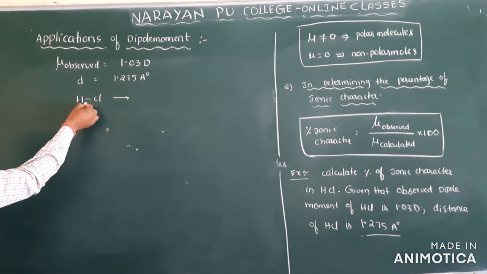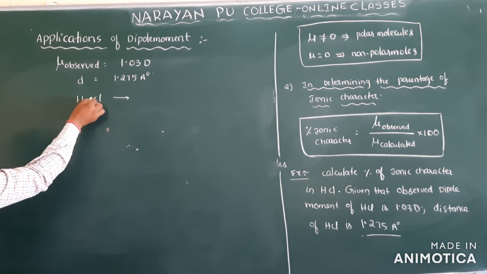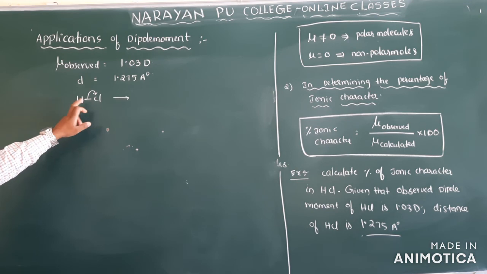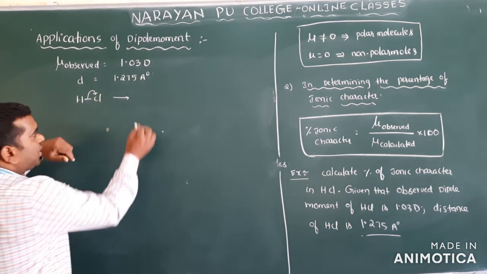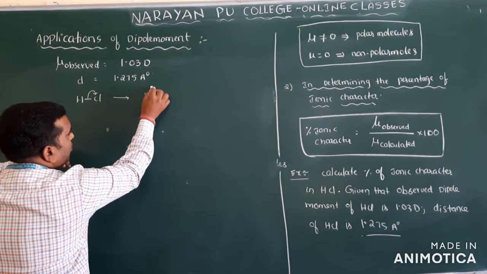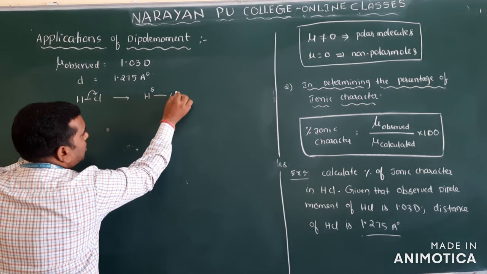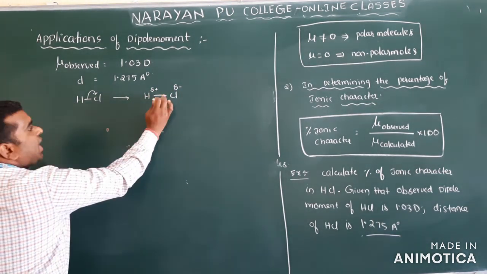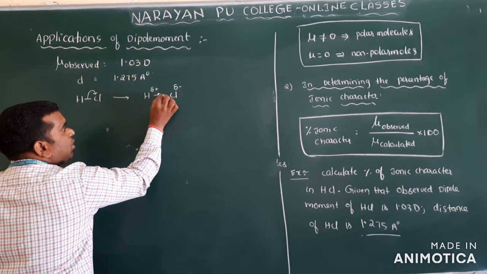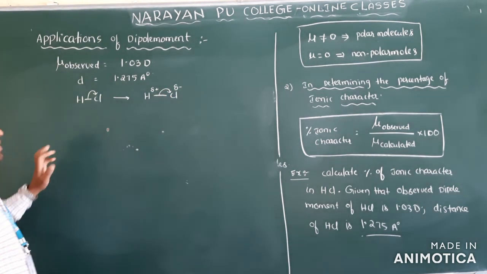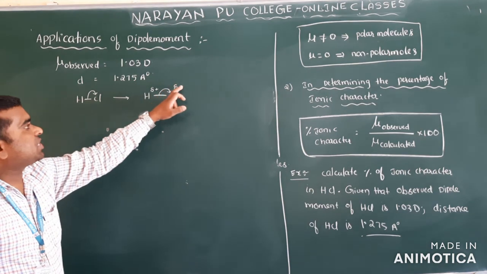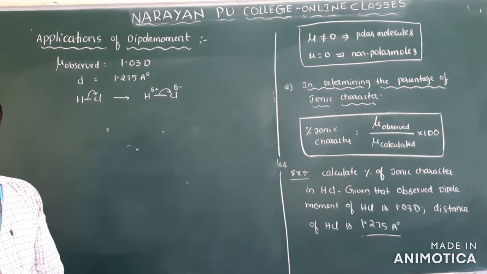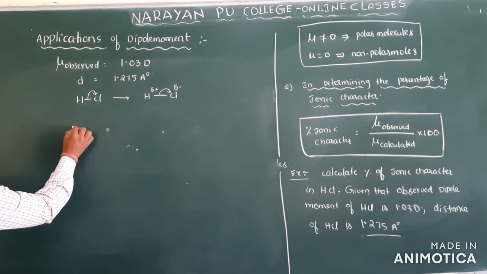HCl is a polar bond, because chlorine is more electronegative than hydrogen, so the bond electrons will shift towards the chlorine. Hydrogen is losing electron, so which charge does it acquire? Positive charge, and this is a negative charge. Clear? If the bond electrons move towards chlorine, hydrogen gets a partial positive charge and chlorine a negative charge. 1 unit charge is there.